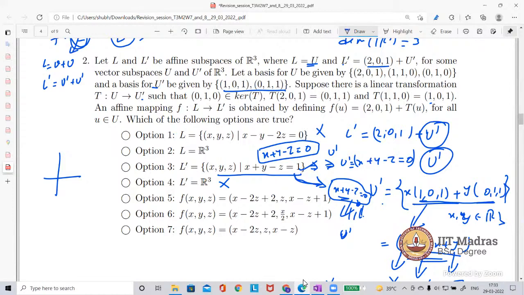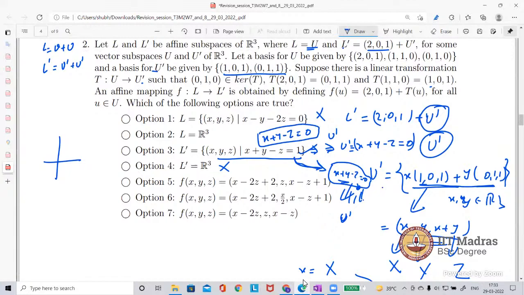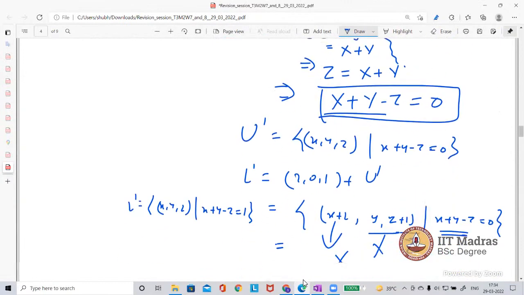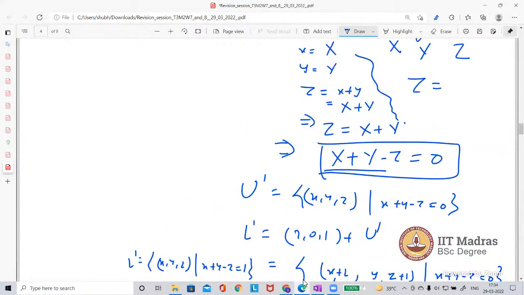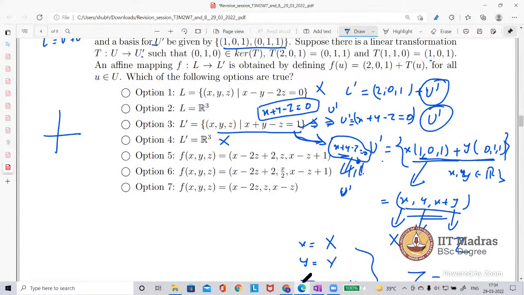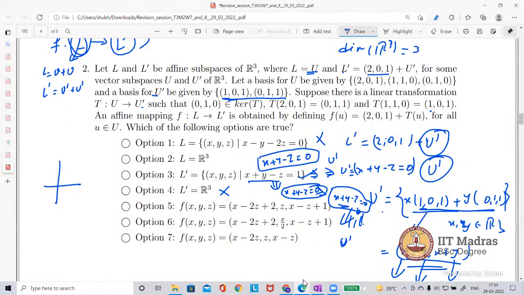Sir, for option 3, did you take a shortcut? The other two ways I said. Otherwise, this is a long way to find it. The shortcut is to extract the corresponding subspace. The corresponding zero subspace is the shortcut. So just write X plus Y minus Z is equal to 0. This is going to be the corresponding subspace. Now check whether the bases are satisfying it or not. Also check this one for this L: first check whether this vector satisfies this one, then extract the corresponding subspace from this, and then check the basis also.